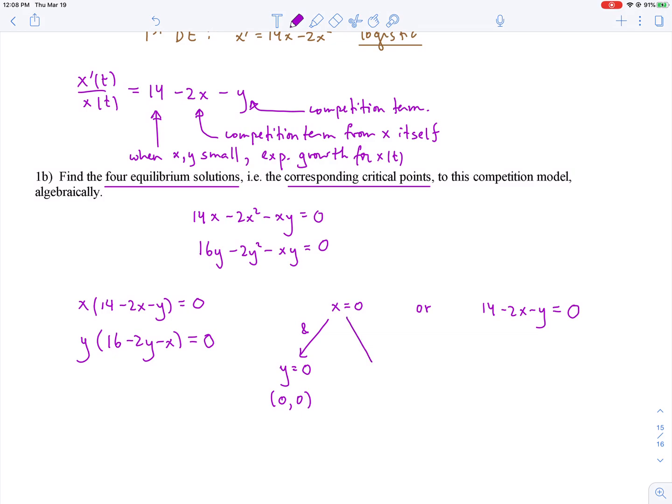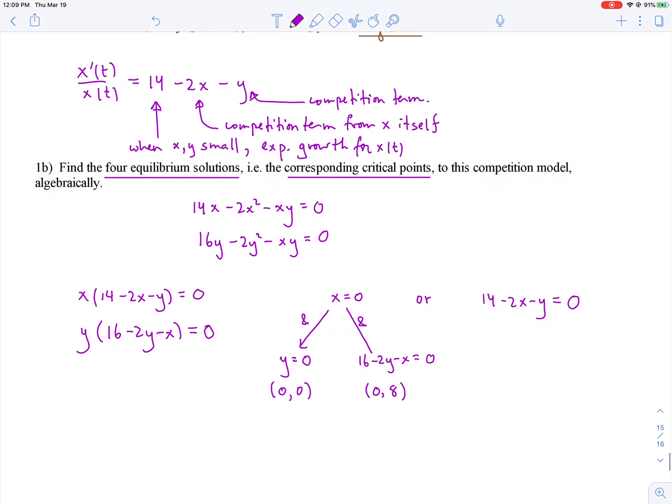Or it could be that the 16 minus 2y minus x was 0. Okay, but in this case, x is also 0, so y equals 8, and so we get 0, 8. So this is the case of there are no x's, and the resulting logistic equation has a steady state population of 8 units of the population y.